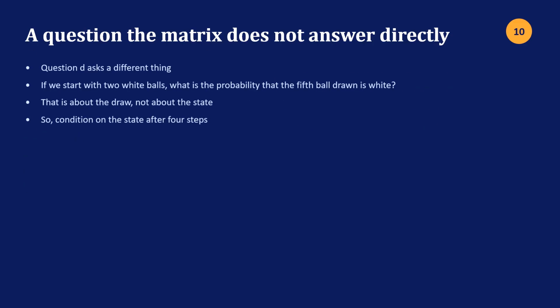Let's continue with our problem concerning the 2 balls in the container. I have a different question. If we start with 2 white balls, what is the probability that the 5th ball drawn is white? Okay, so I'll leave this as an exercise. If you want to give it a try, pause the video here, and I'll come back and give you the solution on this same slide.